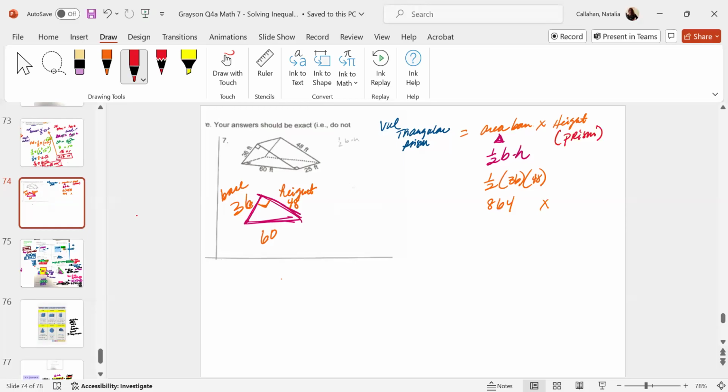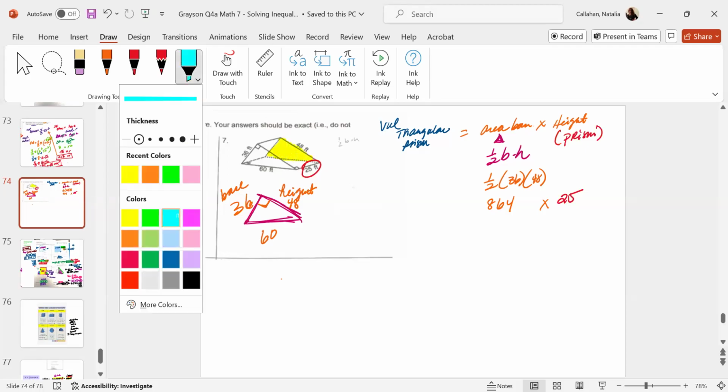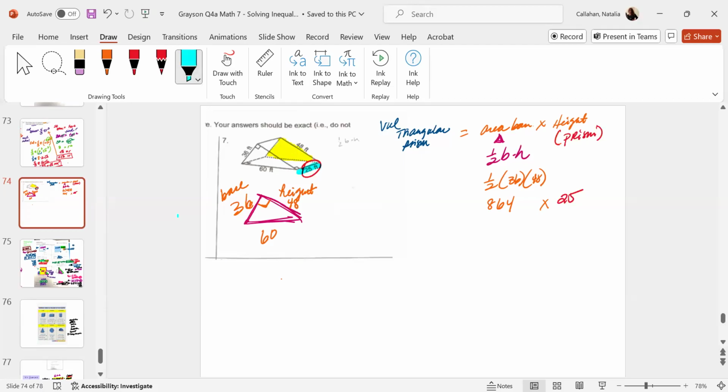What number did we not use so far? No. 25. Do you see how this triangle right here is the base? That's the base. That's the bottom. And the 25 is the height from the base of the prism going up. Do you see that?